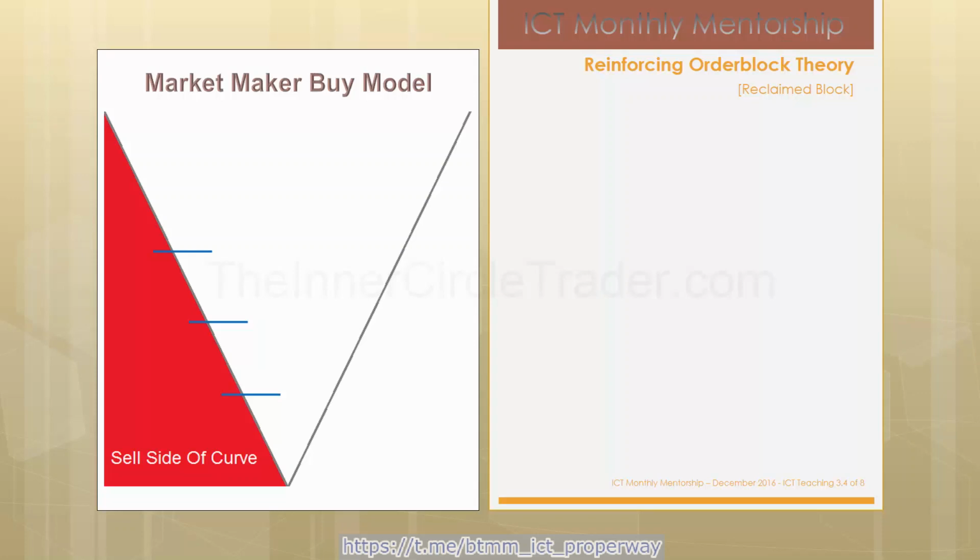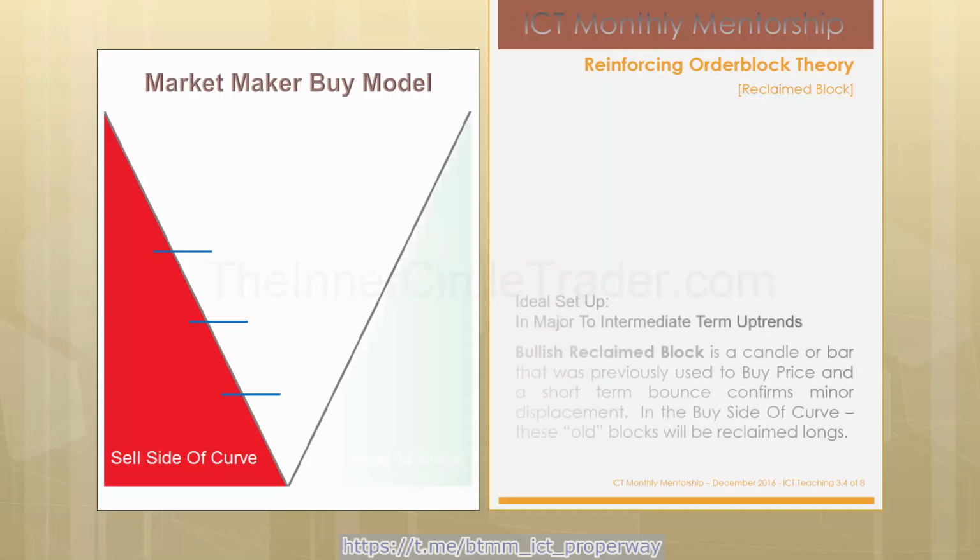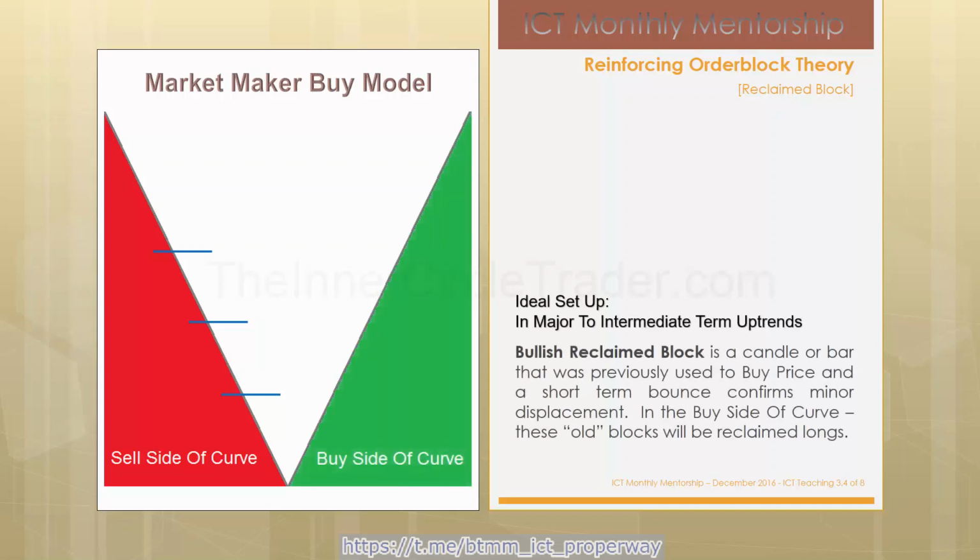Now, with this market maker buy model, the curve is basically a price swing lower that trades higher. That's all the market maker buy profile is. It's just understanding that the market's going lower to go higher. Eventually, we'll see the price move higher off of a major support level, and we'll start seeing the buy side of the curve come underway.